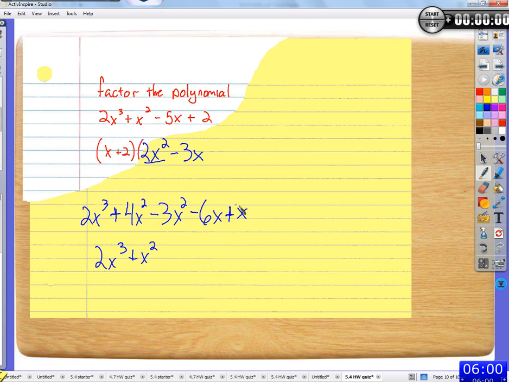Okay. So, can we get a 1x? The next thing we're going to do is distribute the x and the 2 again. Okay, so we're going to distribute the x to so that we get plus x.